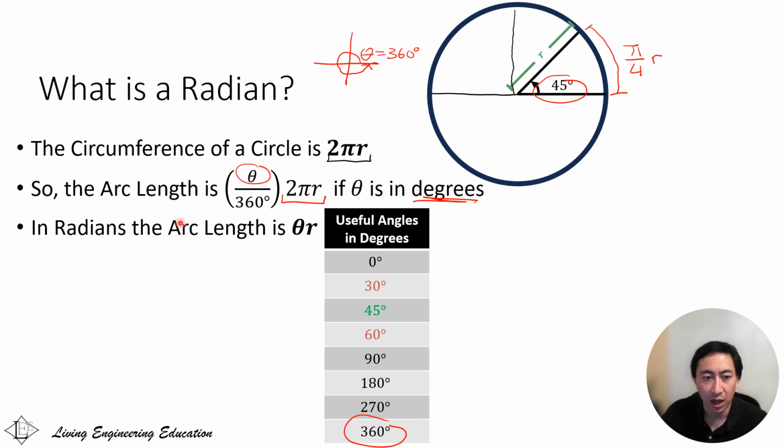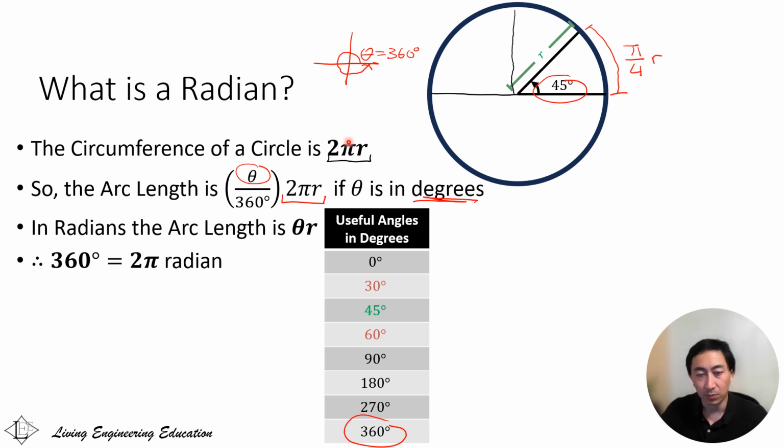So we say, I want to just define the arc length in terms of radians. In this case, my equation in this form now just simplifies to theta times r. So I can get rid of this whole thing. Now, if this is true, and I look at the circumference, the angle in radians needs to be equal to 2 pi, right? In order for this to be true.